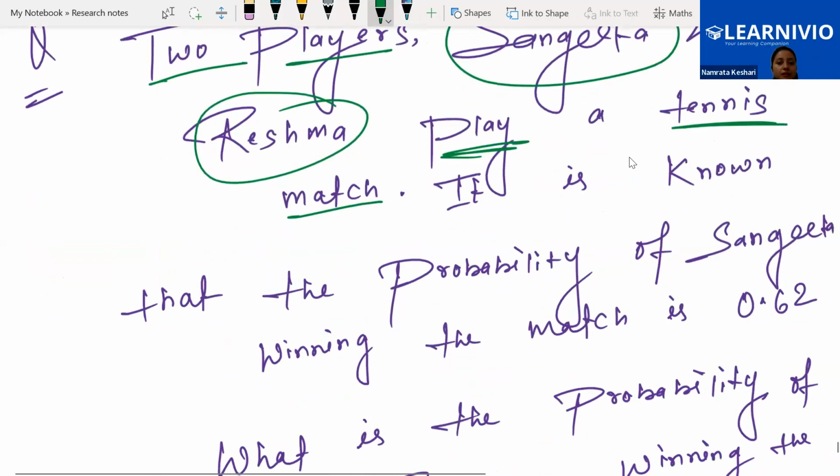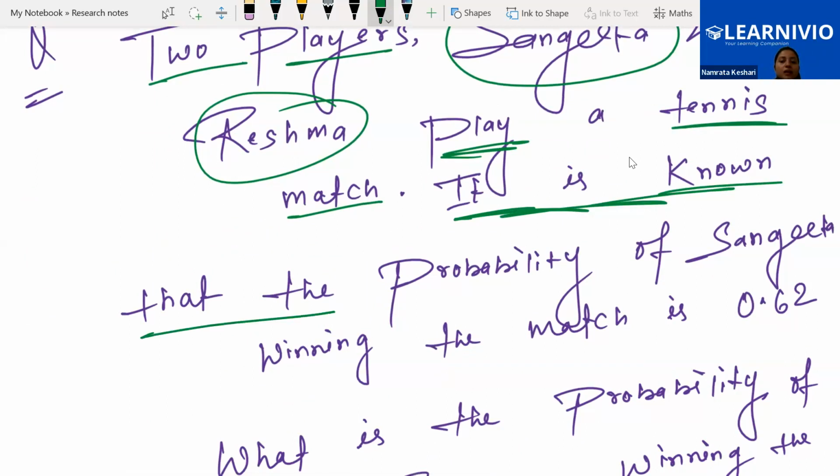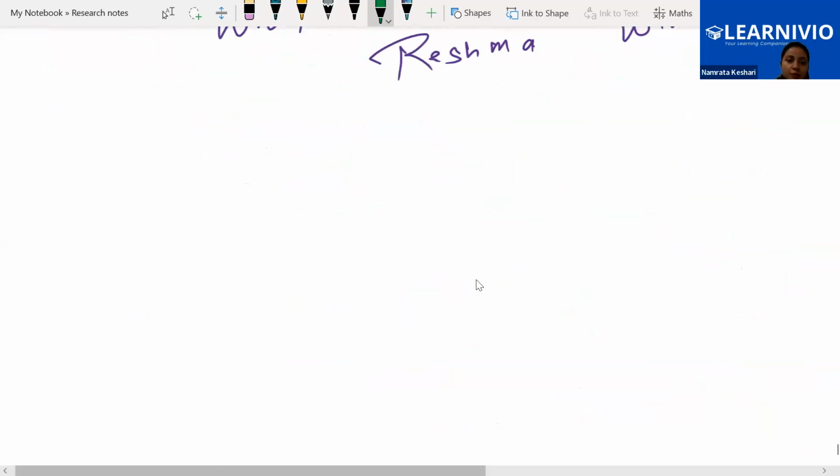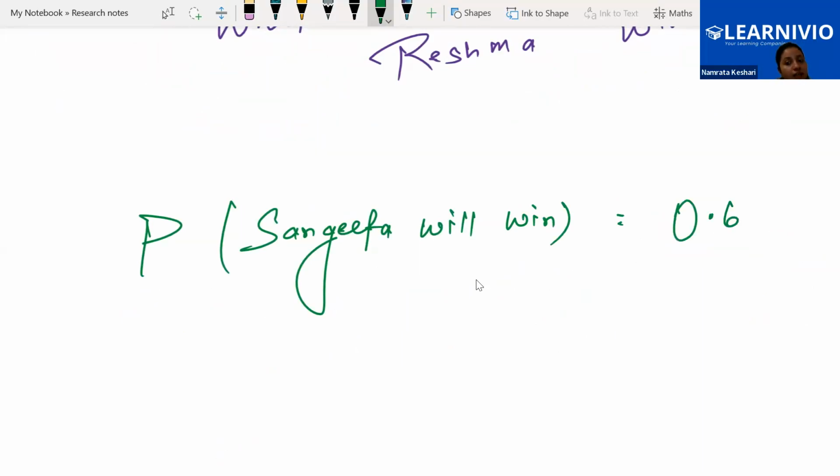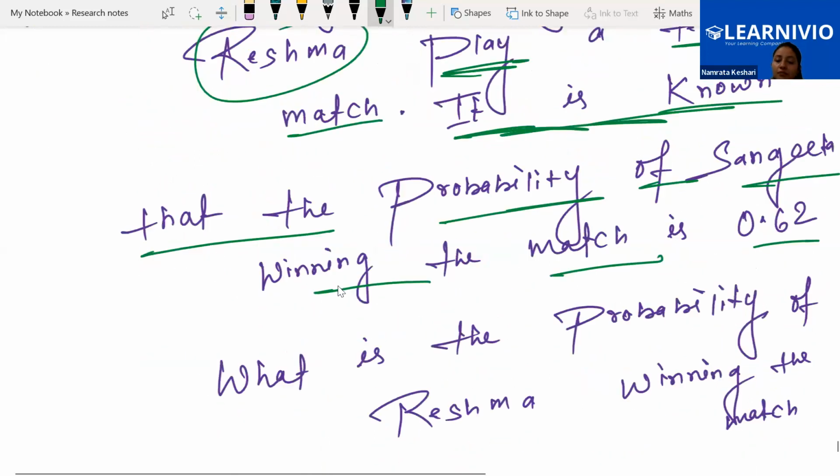Now it is known that the probability of Sangeeta winning the match is this. There is a chance that Sangeeta will win the match, and that probability is 0.62. Let's note it down. Probability that Sangeeta will win the match. That probability is already given as 0.62 in the question.